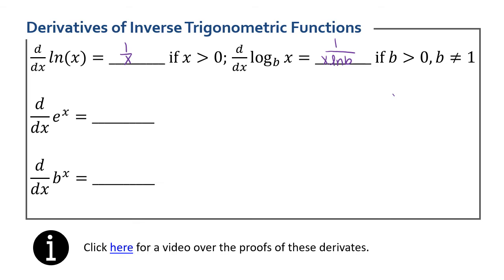We've already learned the derivative of e to the x. We know that is just e to the x. But if we have the derivative of b to the x, instead of this being the number e, because remember e is a number, so if this was something other than the number e, like 3 to the x, 5 to the x, then the derivative for that is b to the x natural log of b.